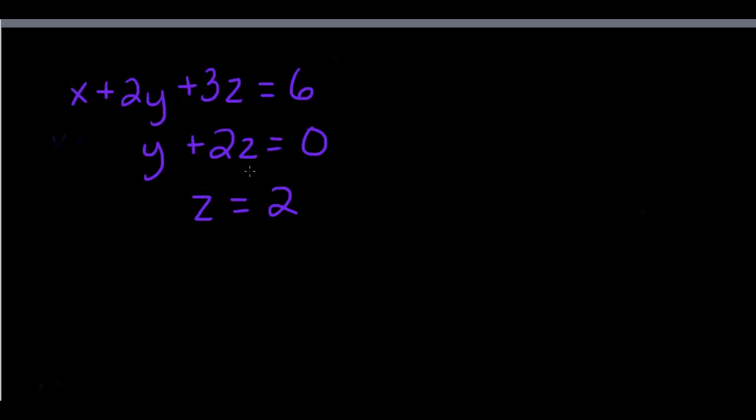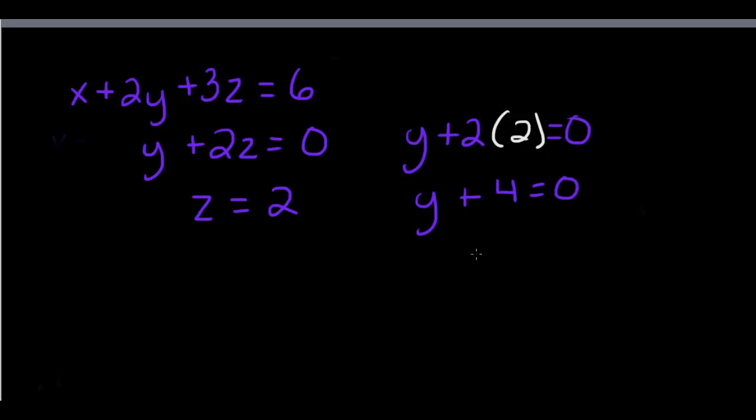I can just go back and plug in the value of z on the second equation. So it's going to be y plus 2z, which I know is 2, equals 0. So y plus 2 times 2 is 4, equals 0. We subtract 4 from both sides. So y equals -4.